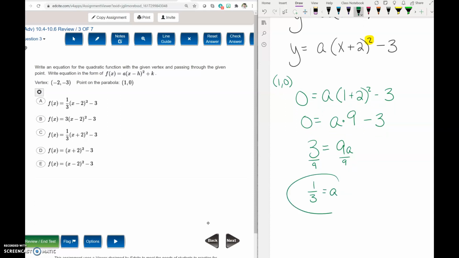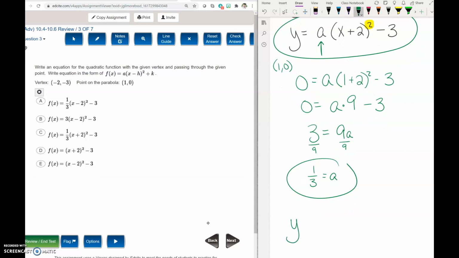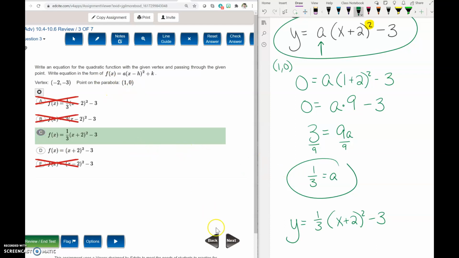We now need to take that back to this version and replace that a with 1/3. So our answer is 1/3 times the quantity x plus 2 squared minus 3. Now, if you just use the vertex to help you, you could at least narrow it down and say, I know that that x value has to be opposite, so it can't be those. And that gets it down to just 2 options. But to get that a value, you do need to plug in the 0.10 to figure out what your a value is. So that's our correct answer.